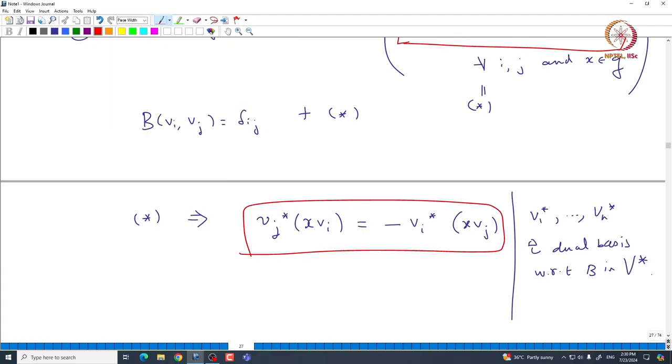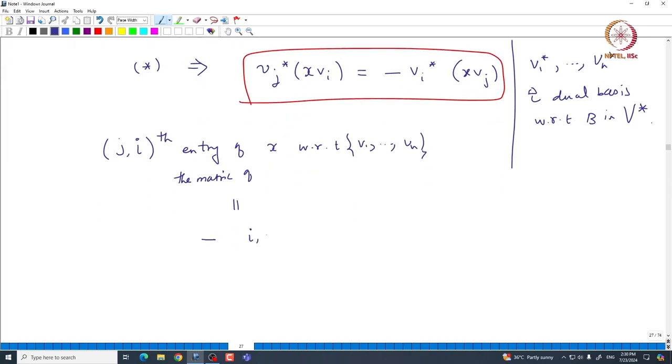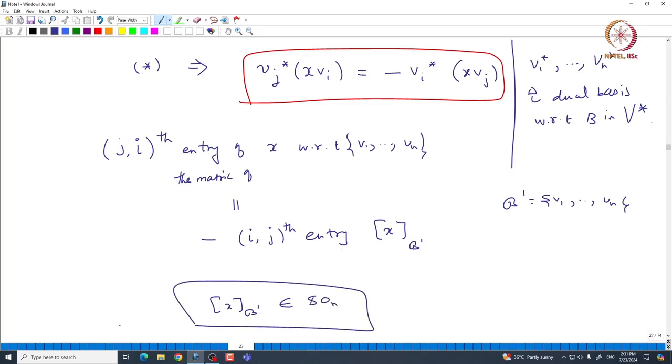So this is the condition for the matrix of X being an element of so(n), nothing else. Basically what this condition says is, if I look at the ji-th entry of the matrix of X, of course with respect to the basis V1 etcetera Vn, that is going to be exactly the negative of the ij-th entry of the same matrix, let us call it X_B', where B' is V1 etcetera Vn. So that means the matrix X_B' is inside so(n). That is the meaning of being in so(n).